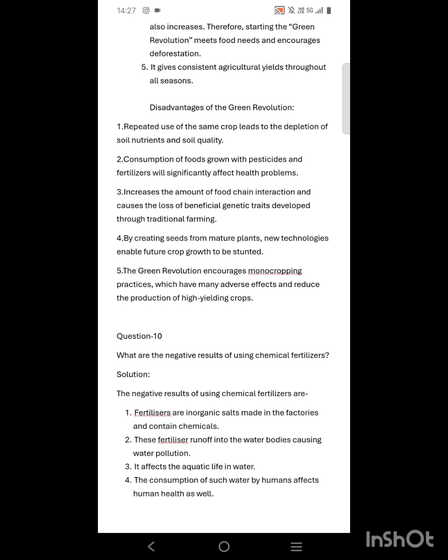Obviously, the Green Revolution encourages monocropping practices, which have many adverse effects and reduce the production of high yielding crops. So the Green Revolution encourages monocropping. Monocropping practices refers to the cultivation of one crop throughout the whole season, which has adverse effects and reduces the production of high yielding crops. Because if we cultivate one crop throughout the whole year, then the soil will be adjusted to that crop, and the soil will not be suitable for cultivating any other crop.